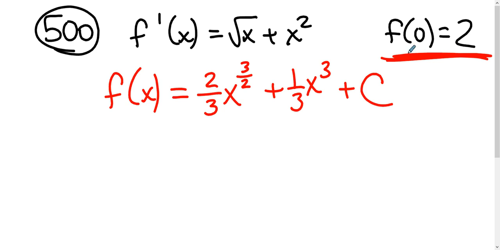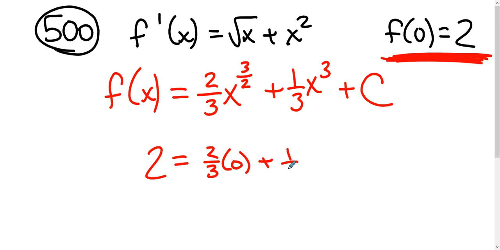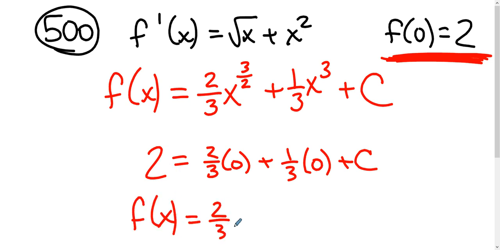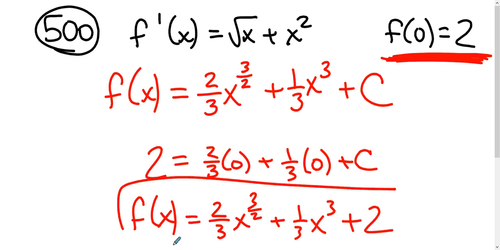So now we use this piece of information. We know that if the x value is 0, the y value is 2. And that tells us that c is 2. And so the function must be this antiderivative we thought about plus 2.